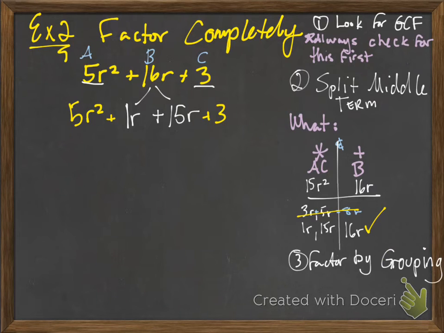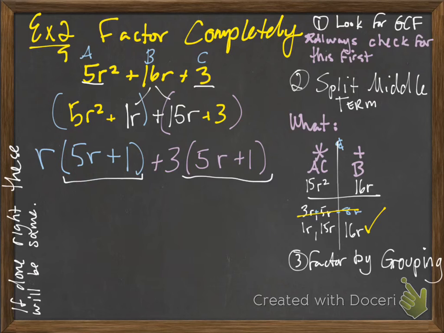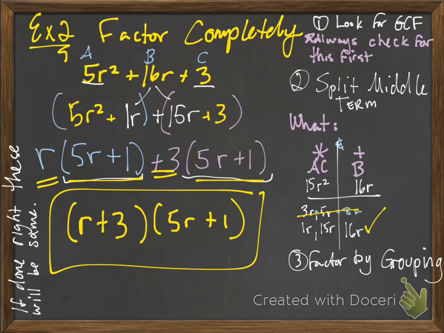And now I factor by grouping. So I group the two higher degree terms and factor out an r. Group the lower degree terms. Its GCF is 3. Now, if you've done it right, both of the parentheses will have the same expression. And they do. So that's my first factor. Or it doesn't matter which one's first. So r plus 3 is my first factor. And the second one is 5r plus 1. That is factored completely. That's done. Now, if I distributed those back together, I would get what I started with. But factoring gives us this for an answer.